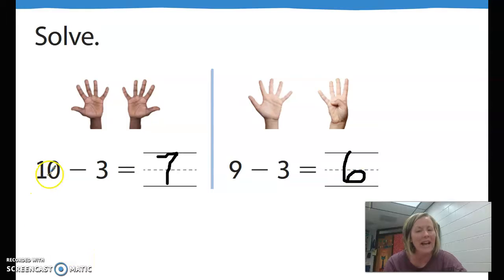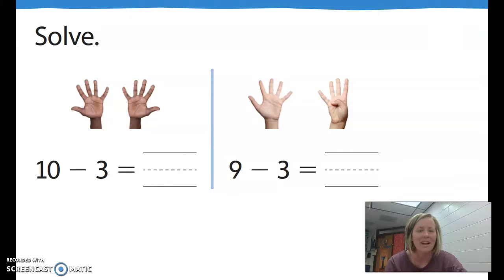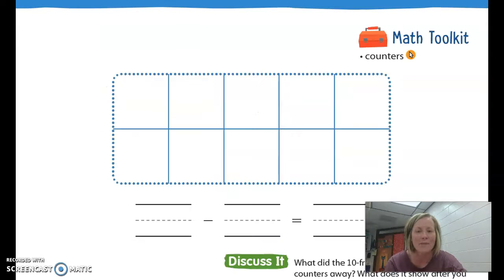Now, if we look, 10 and 9 are right next to each other. We took 3 away from both of them. Are 7 and 6 right next to each other? They are. Nice job. All right, we should have that workbook page out and ready to go.